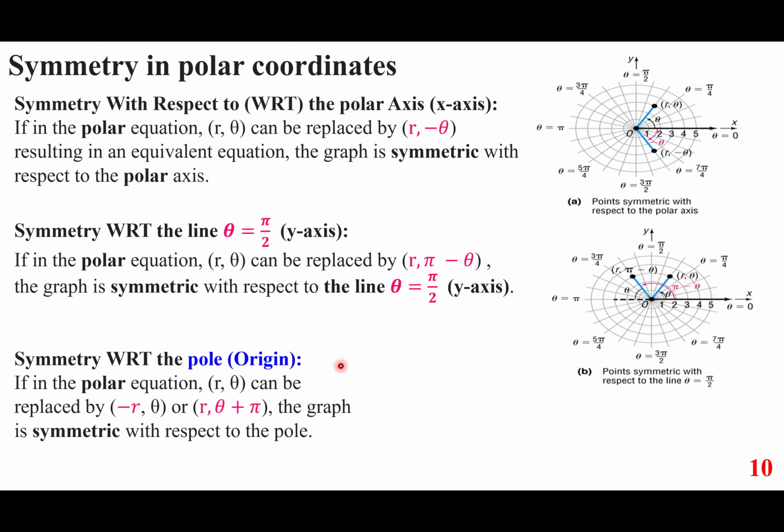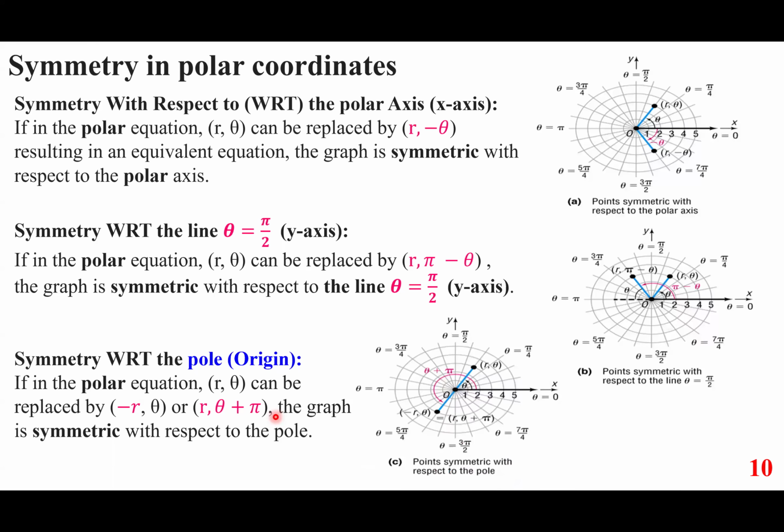Symmetry with respect to the pole, or the origin: if in the polar equation r comma theta can be replaced by negative r comma theta, or r comma theta plus pi, the graph is symmetric with respect to the pole. So you have to check both of them. Sometimes one fails, but the other one works. Needless to say, if these two are in order, they result in a symmetry with respect to the pole. In other words, if it's symmetric with respect to the x and y axis.